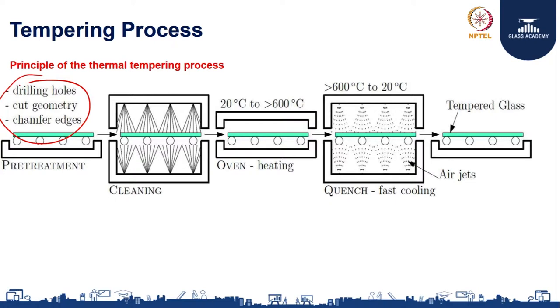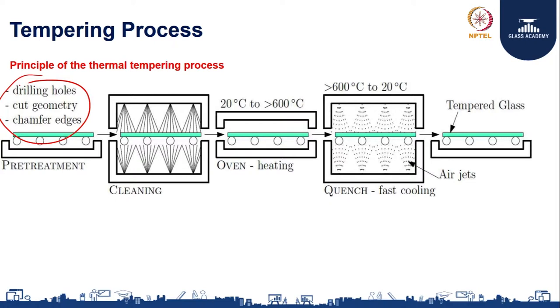The emissivity of the glass makes the glass tougher to temper. The lower the emissivity of the glass, the tougher it is to temper, because lower emissivity means it has higher reflection toward infrared radiation.